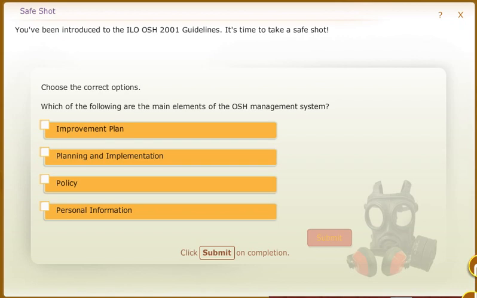You've been introduced to the ILO-OSH 2001 Guidelines. It's time to take a safe shot. Choose the correct options. Which of the following are the main elements of the OSH management system?